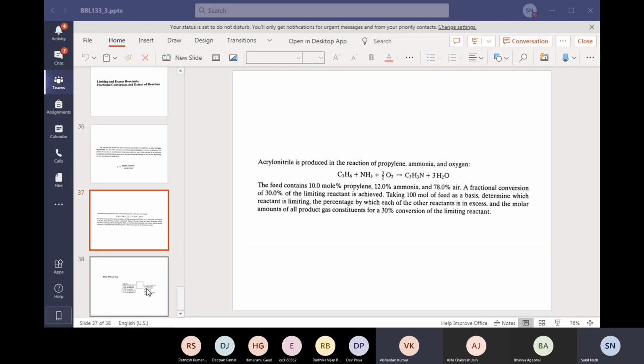Because for every 10 moles of C3H6 that is fed, reaction conversion is only 30%, because only 0.3 moles are reacting per mole fed. So you get 10 into 0.3, 3 moles of C3H6 reacted. As you have correctly said, for 3 moles of C3H6 reacted, you form 3 moles of acrylonitrile. So if he asks per mole of ammonia, you get 3 moles upon 12. That is your answer.